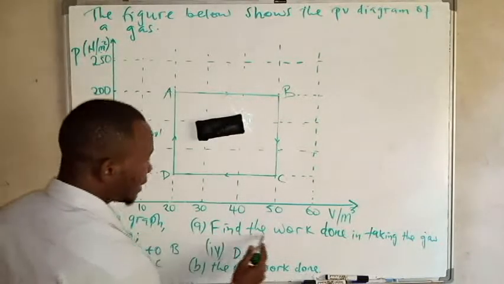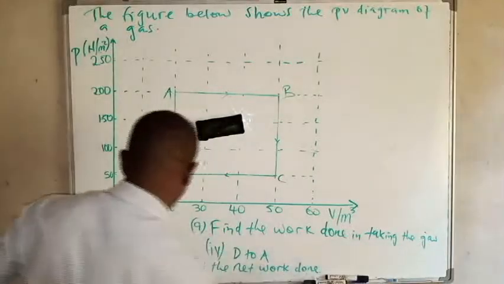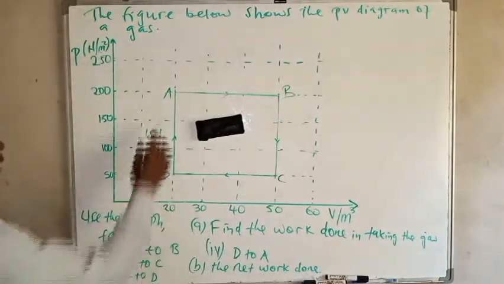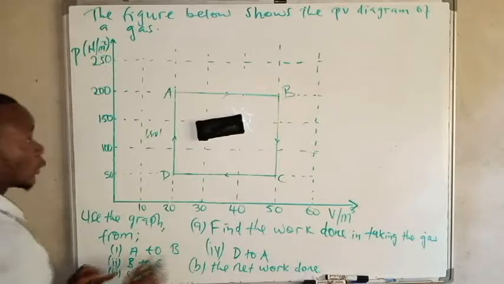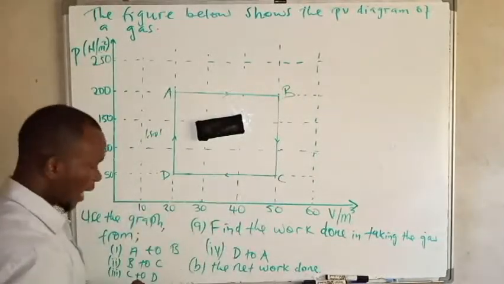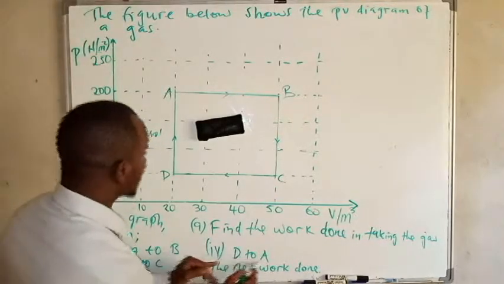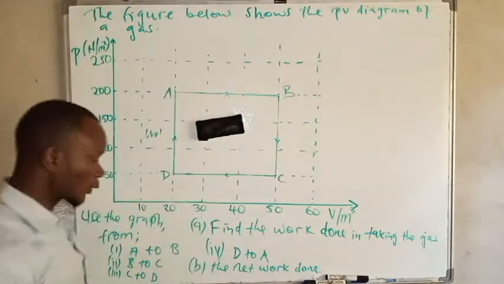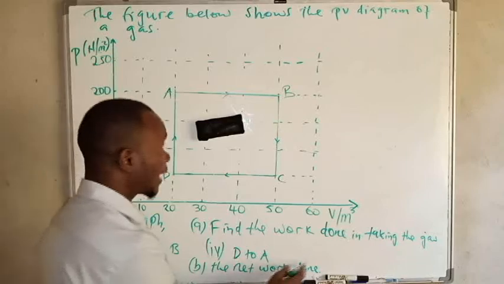From here, the question that we are required to use the graph to find is: A, find the work done in taking the gas from A to B, then B to C, then C to D, as well as D to A. Then we are also told to find the net work done.